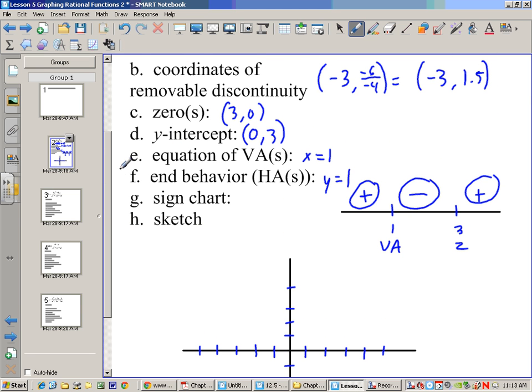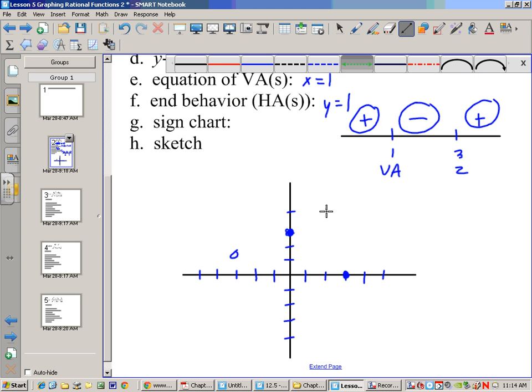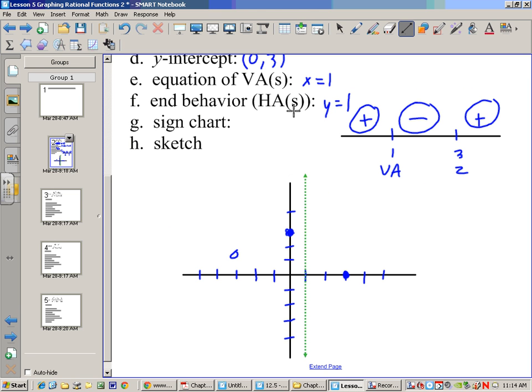All right, so if we put these points on, negative 3, 1.5, that's my removable discontinuity, which is just an open circle. My 0 is at 3, 0. That's a solid circle. 0, 3 is my y-intercept. My vertical asymptote is at x equals 1. So at x equals 1, I'll draw my vertical asymptote. My horizontal asymptote is at y equals 1. And now I have all of the information. Now I just have to draw it.